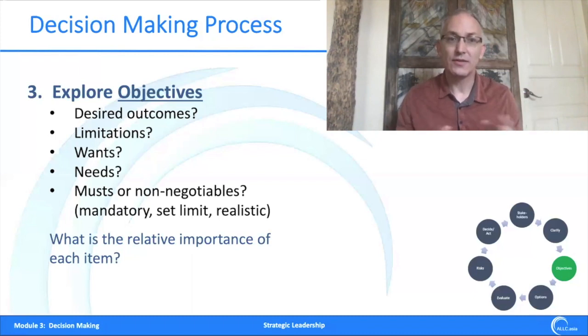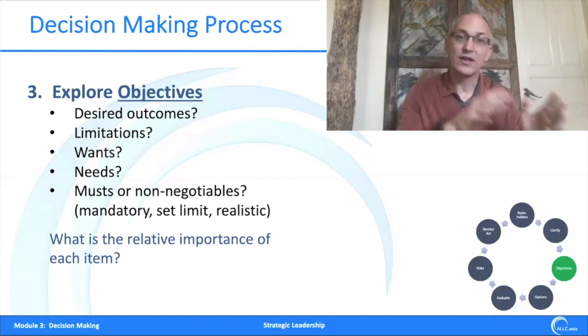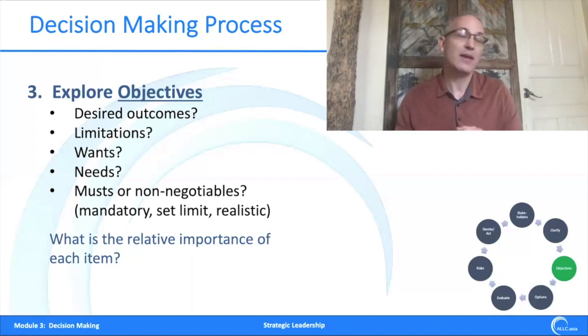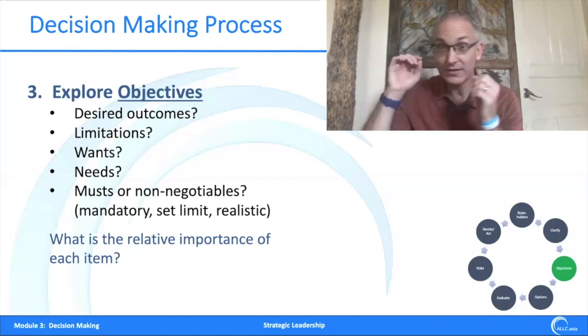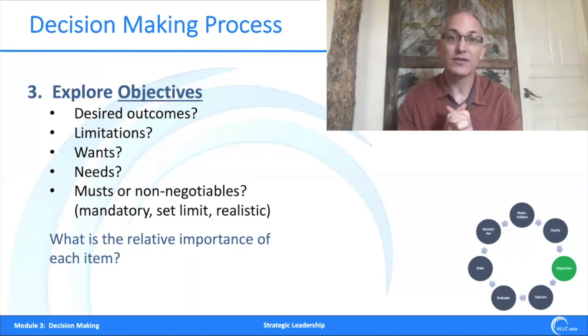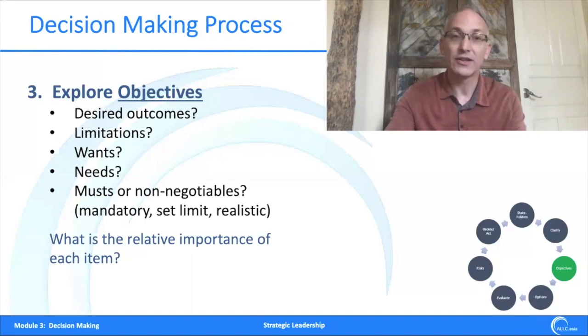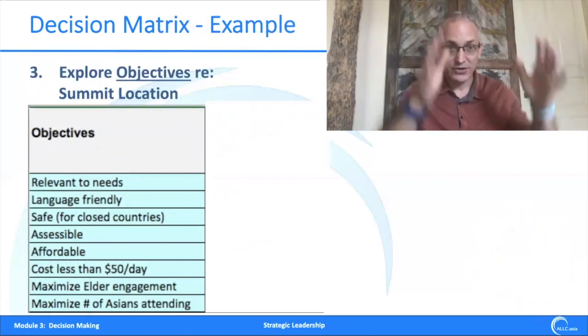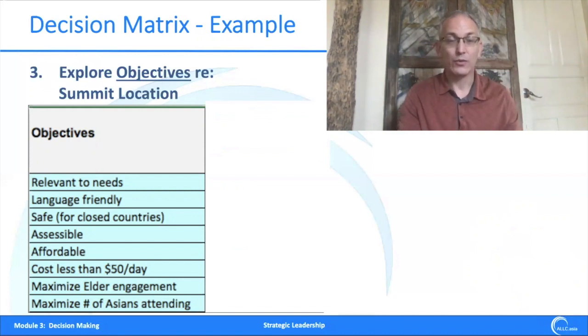And we also need to think about the relative importance of each of our objectives, because some of them are going to be more important than others. Maybe it's important that it's pretty, but it's not that important. Or maybe that's the most important thing, is that it's pretty, right? What are the relative importance of each of your objectives? Let's look at an example. So this is called a decision matrix, where we're going to list our objectives in one column, and then we're going to add more information about whether it's a must or a want and how relatively important it is into a matrix.